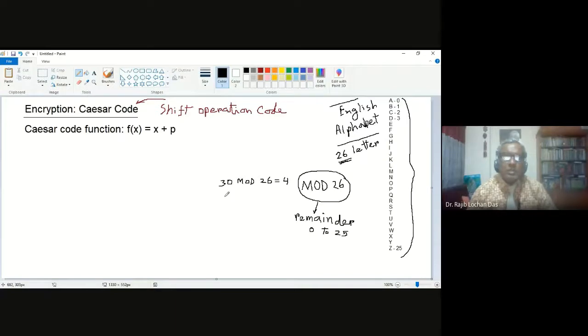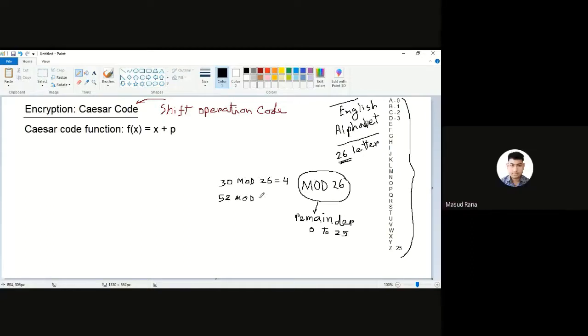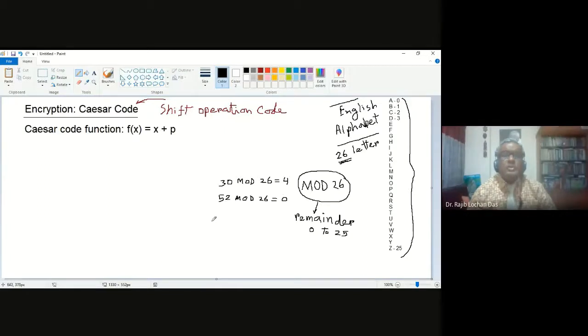If it is 52 mod 26, then it will be 0, because if you divide 52 by 26, there will be no remainder. So 0 is the answer. If it is 53, then it will be 1, because 53 divided by 26 is 2 times, so 52, then the remainder will be 1. So this is the answer after mod calculation.